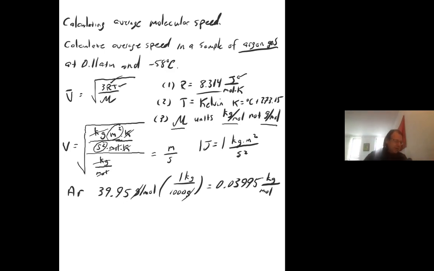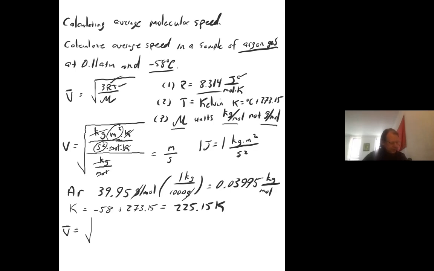Temperature, we had, what was it, minus 58 degrees Celsius. So your Kelvin temperature is your Celsius, so minus 58, add 273.15. Okay, so what is that? 73 minus 58 is 25. So it looks like it's 225.15 Kelvin. I'm going to leave the 0.15 in there. Okay. So we got our molar mass, we got our temperature, R we already have. We can calculate the average speed.